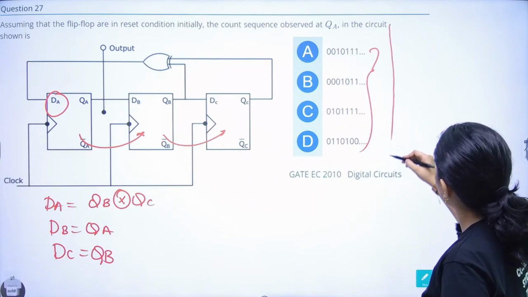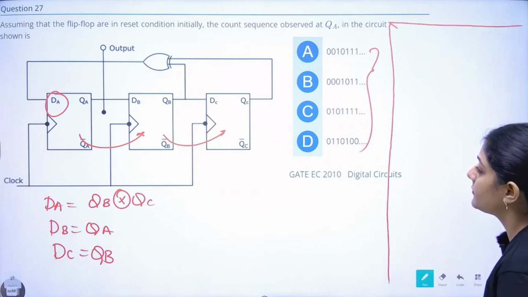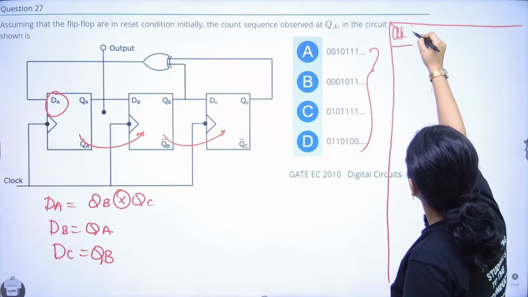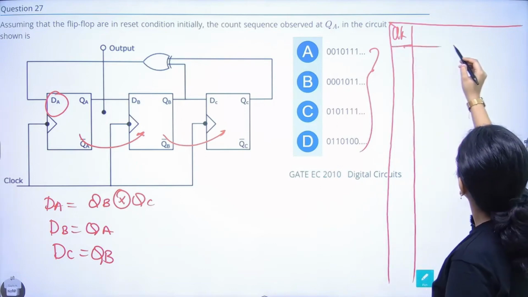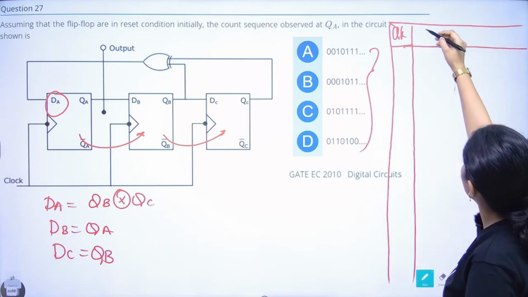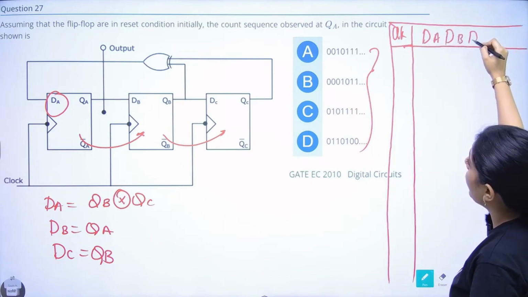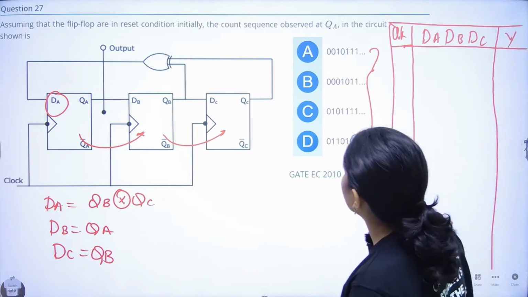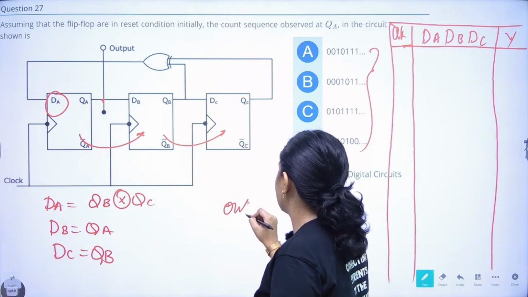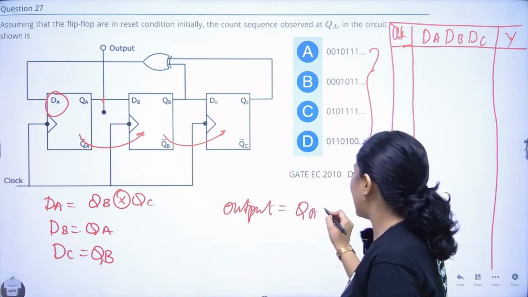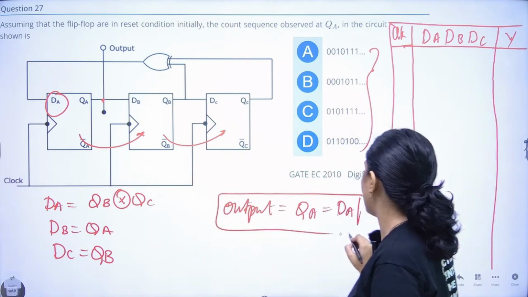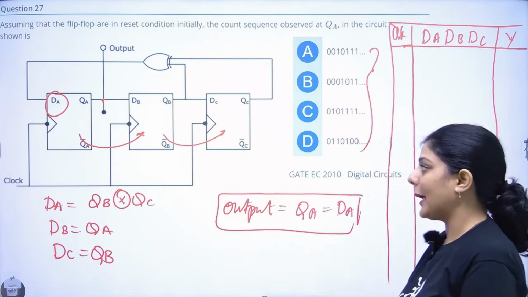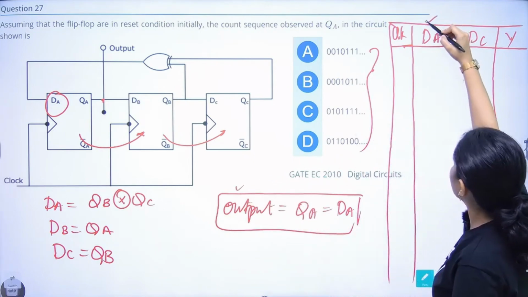So I'm making the table here. This is the only space I can see. What are the values? We have to take the values. I'm writing clock first, and these are the values of DA, DB and DC with each and every clock, and this is output Y. They are asking what is the value of output. The output is nothing but the value of QA, which will be the same as the value of DA. This is a D flip-flop, a transparent flip-flop. Whatever the value of DA will be, that same value will be reflected at the output, that is QA. Right, this is what we require. So that means the sequence of DA is required.